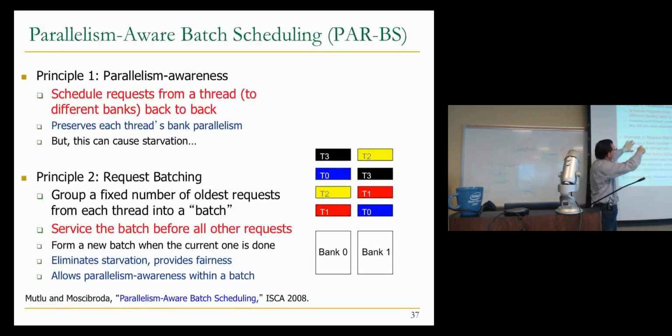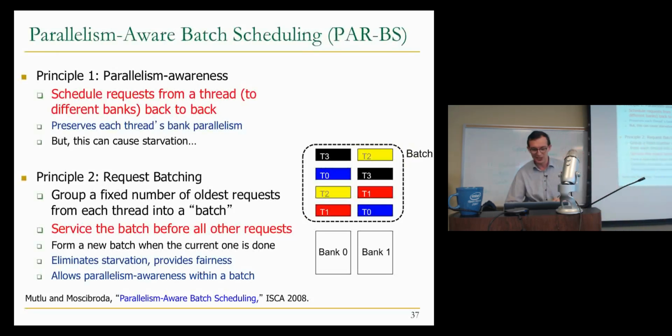How do you do parallelism awareness? Basically, the idea over there is to rank the threads. When you form a batch, also form a ranking of threads, which I will show you over here. Basically here, the memory controller, let's say, has all of these requests queued up in its memory request queue. It forms a batch, and a batch is formed based on this threshold called the marking cap, which you hopefully remember.